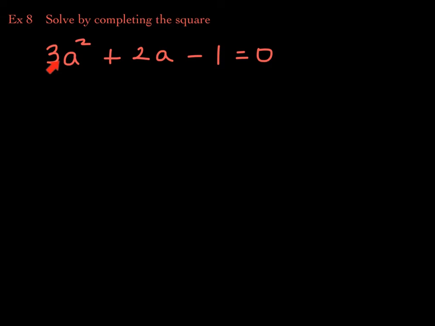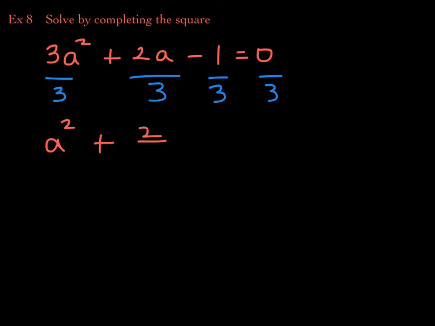So what we're going to do is divide every single term on both sides of the equation by 3. And that will give us an equivalent equation whose leading coefficient is now 1. All right, the next thing we're going to do is collect our variable terms on the left side. So keep these right here, but this constant term, let's add it to the other side.